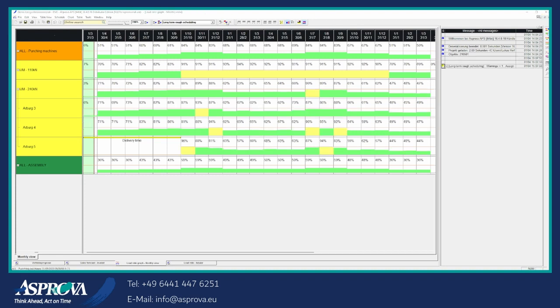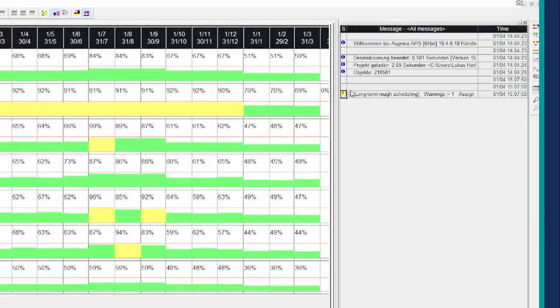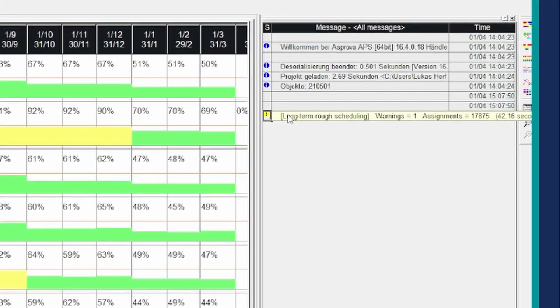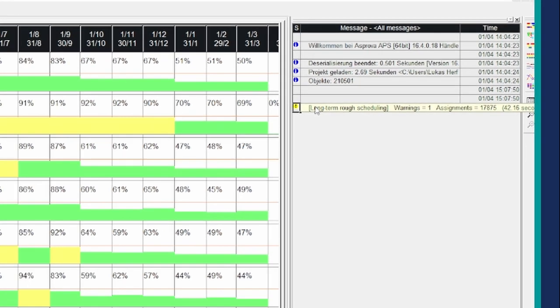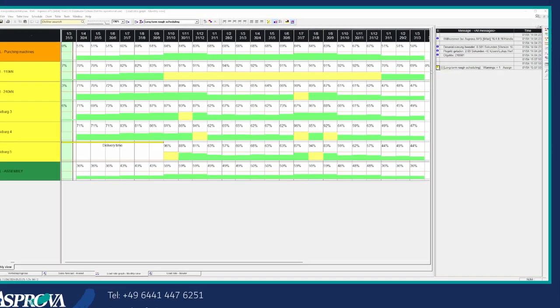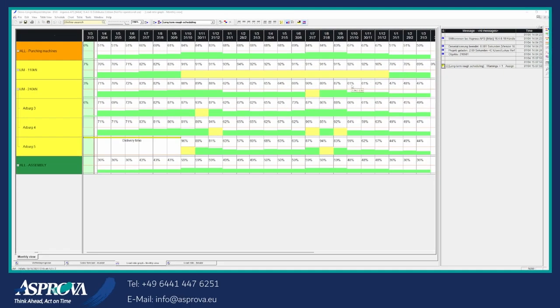I would like to emphasize the following. We are planning the production for 2 years in advance and the recording software is still running in the background as well. Despite all that, the planning only took around 43 seconds. With the third injection molding machine, we can serve all forecasts and even have some free capacity.